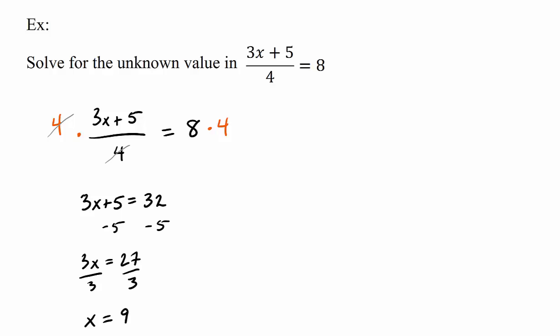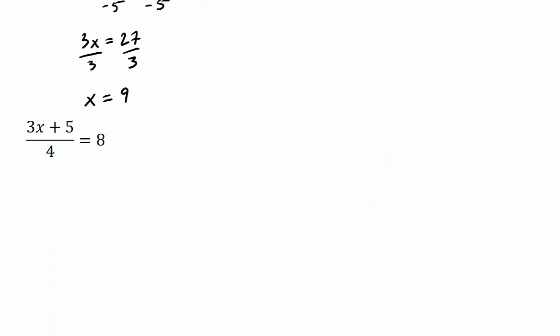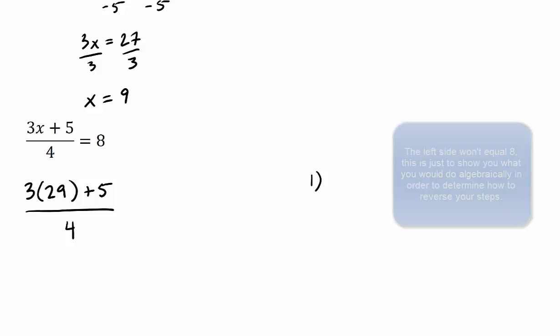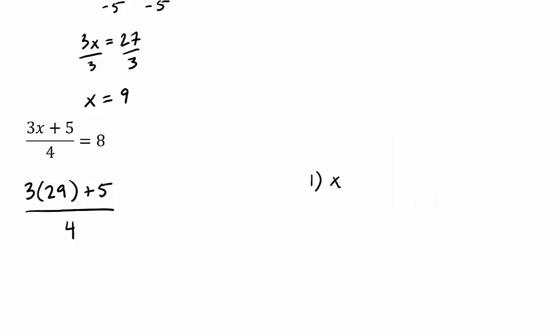But just to show you, writing out the steps and then reversing them, again, if we were to take the 3x plus 5 all over 4, again, take some random number that really stands out. And if you were going to evaluate this, what would be the first thing you would do? Well, the first thing you would do is take that 29 and multiply it by 3. Then, after that, you would add 5. And then finally, you would divide all of that by 4.